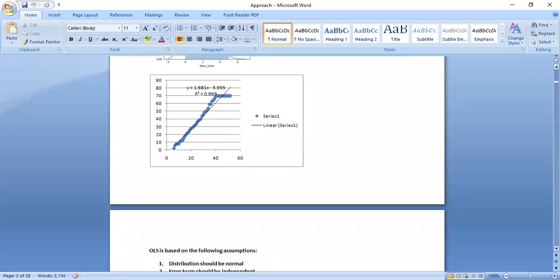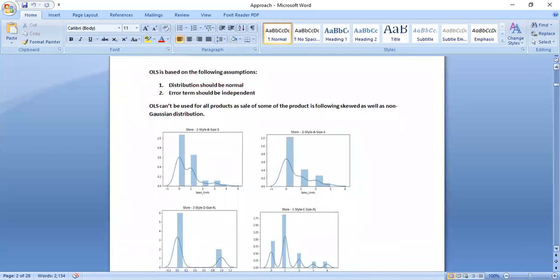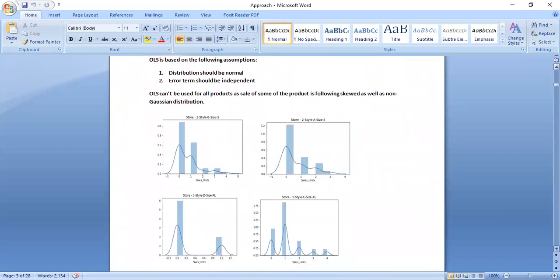But the question is what is the simplest approach, because it is a big data problem, so the simplest approach is required. I studied in more detail and checked the distributions of each store, each style, and each size, and I got this type of distribution. If you check the above two, they are a little bit skewed, with a long tail, and not a normal distribution. If the distribution is not normal, you cannot use ordinary least squares. I hope you will agree with me.